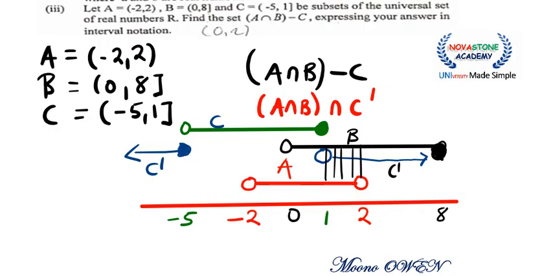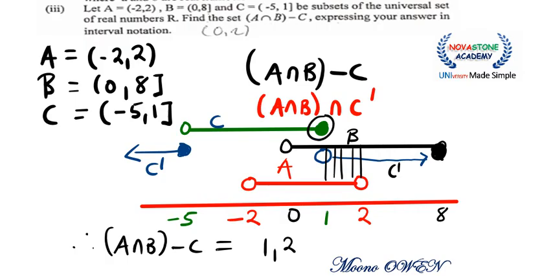Now what will be our final answer? Therefore, A intersection B minus C will be equal to, we're able to see that there is 1 and 2. So there is 1 to 2. Now are they included or not? Let's start with 1. 1 is found in C, it is found in B, but it is not found in C complement. Therefore 1 is not included.